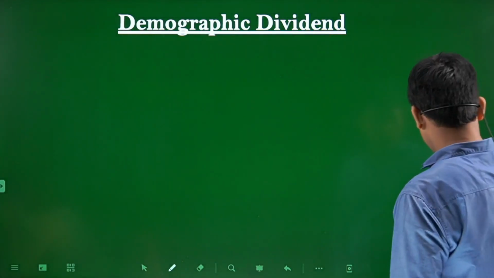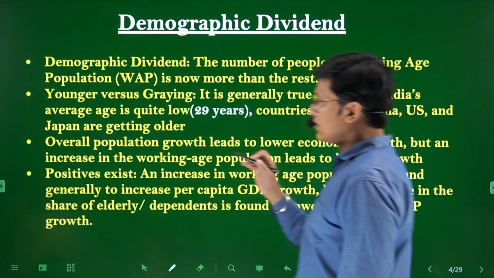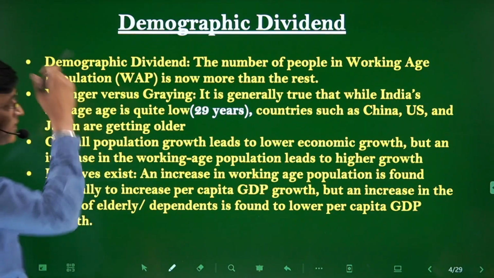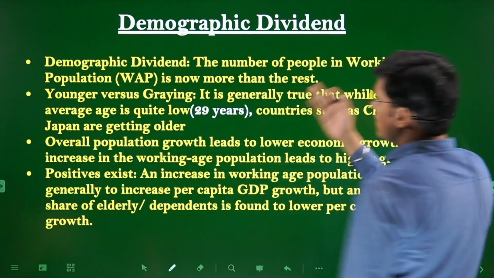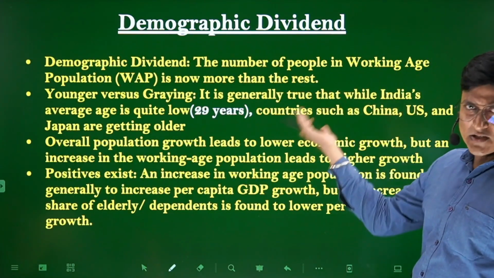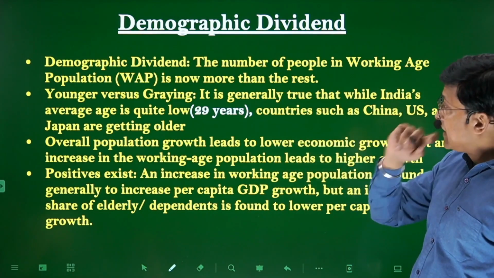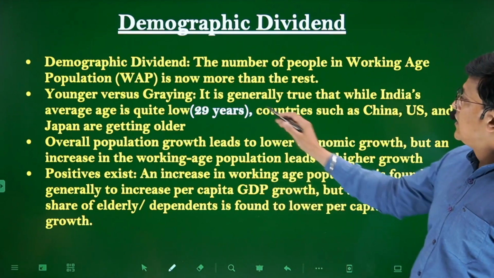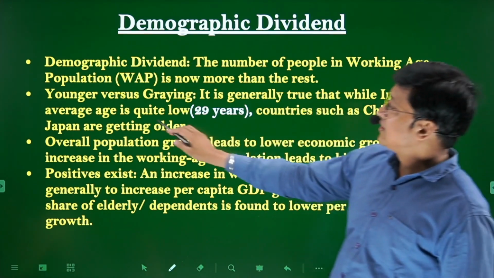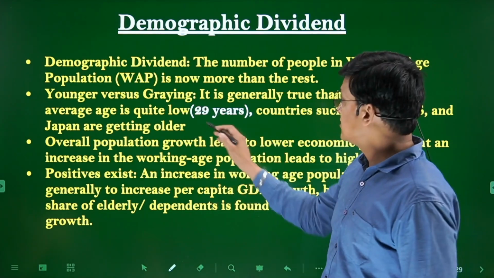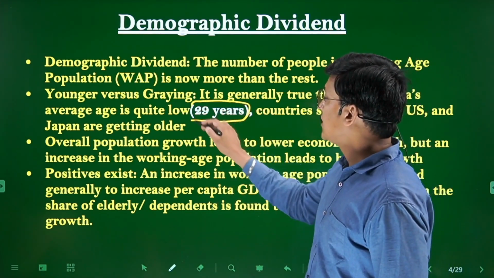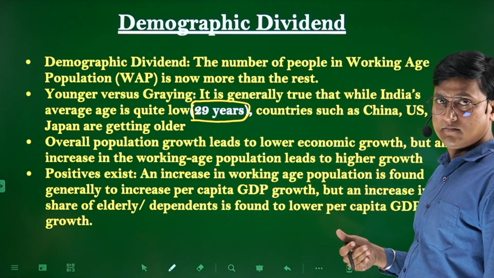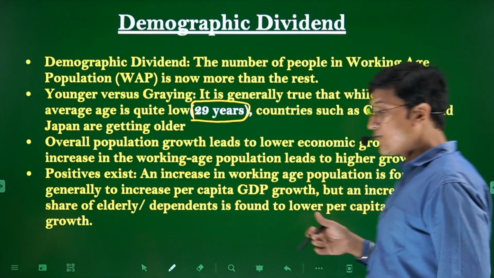What is demographic dividend? As I told you, let us talk about a few points on this demographic dividend. The demographic dividend is that the number of people in the working age population is now more than the rest, as I told you. Young versus graying, I mean the young and the elderly people. It is generally true that India's average age is quite low, the average age of India is 29 years only. It is very good for the economy. Countries such as China, US and Japan are getting older. Japan is known as the country of old people.